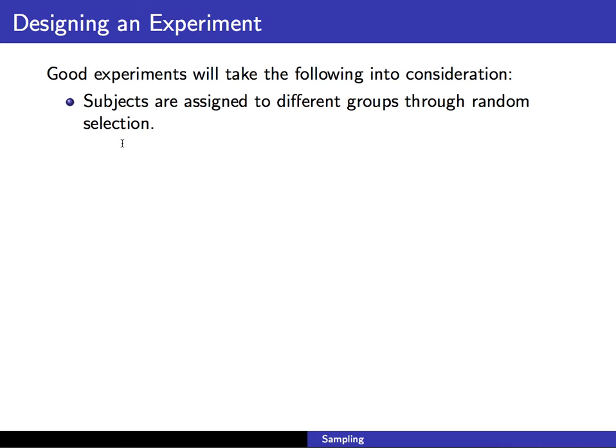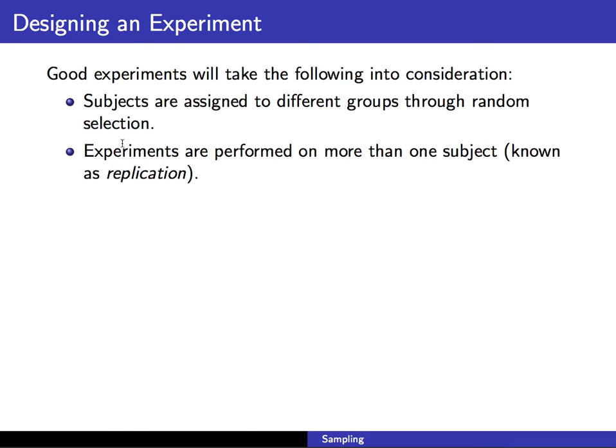So when designing experiments, good experiments are going to take the following into consideration. We want to assign subjects to different groups through some random selection process, and we talked about the different sampling methods. And again, the key is randomness. Even if it's a little bit of randomness, we still want to incorporate randomness if possible into our design. Experiments can be performed on more than one subject. This is known as replication.